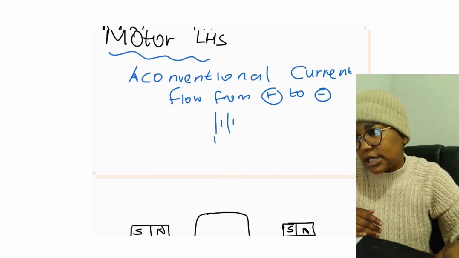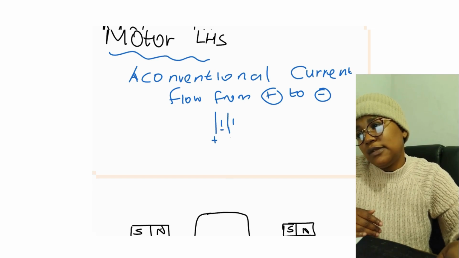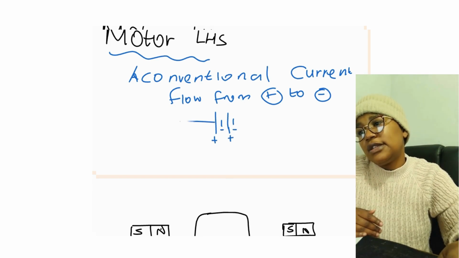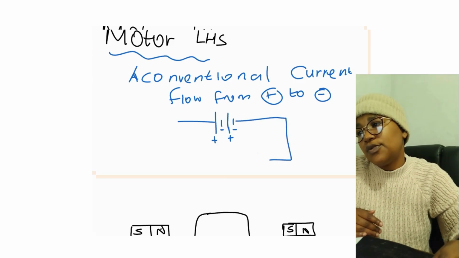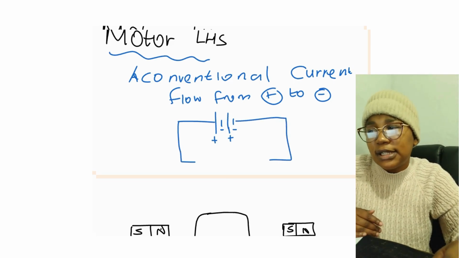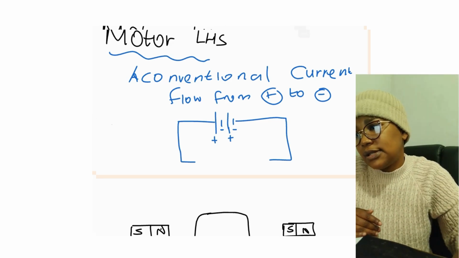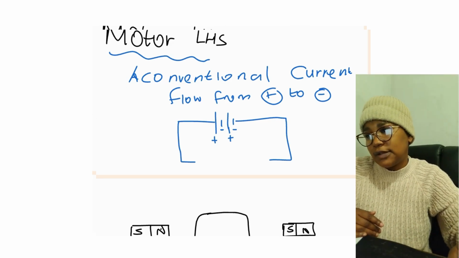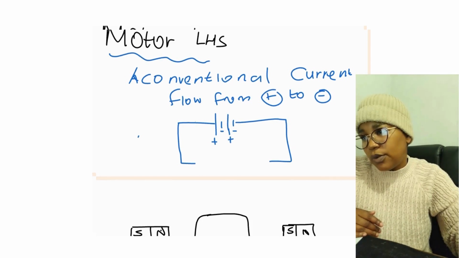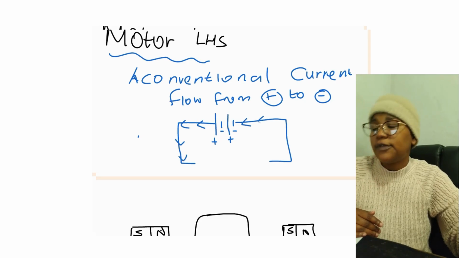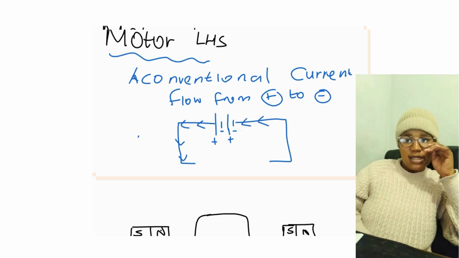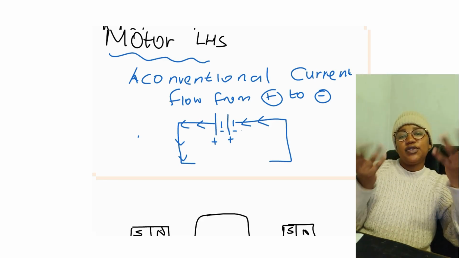The longer ones represent positive, the shorter ones represent negative, positive, negative. And let's say this is connected to a second one, something like this. The direction is going to start from this side. Because we are saying from positive to negative, that would mean we are going positive, positive, positive, positive, all the way to negative. So it's always from positive to negative. That's how you tell the direction of current.